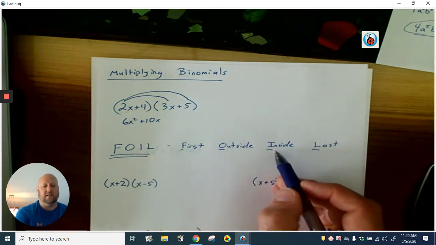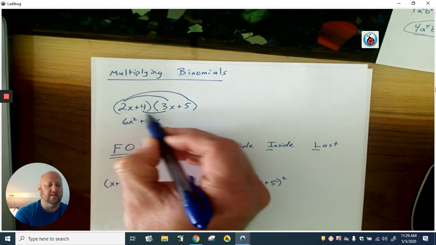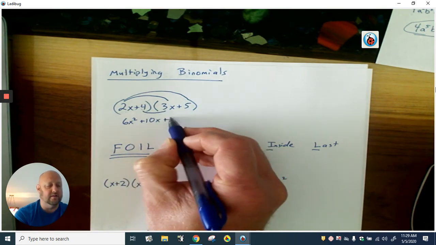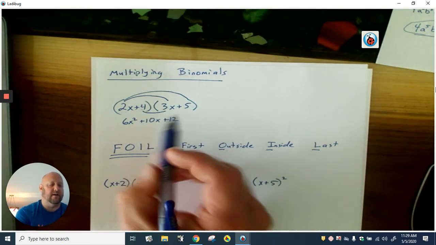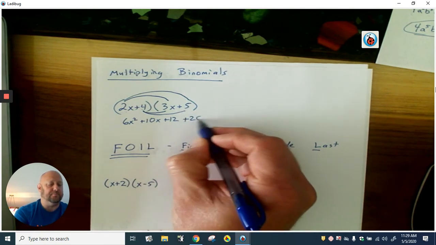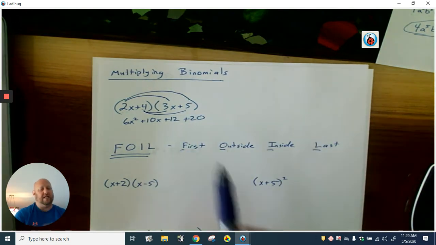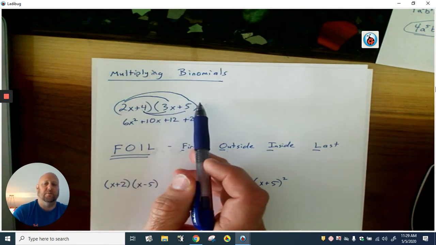Then we have to do the inside numbers together. So the 4 and the 3x, those are the two inside numbers. So that would make 12x. And then we have to do the last numbers together. So the 4 and the 5, those would be the last numbers, which would make a 20. So basically what really has to happen is each term here, the 2x, has to get multiplied by both terms.